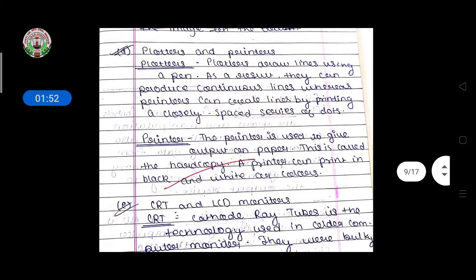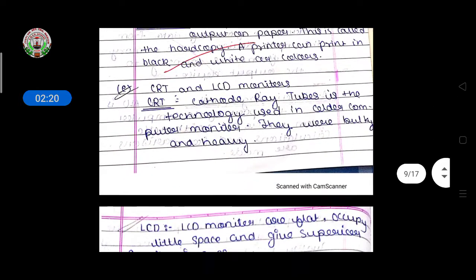Then the difference between plotter and printer. Plotter draws lines using a pen. As a result, they can produce continuous lines, whereas a printer creates lines by printing closely spaced series of dots. Then the printer is used to output on paper. This is called hard copy, and a printer can print in black and white or colors.